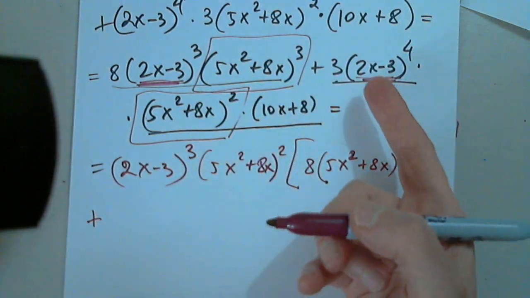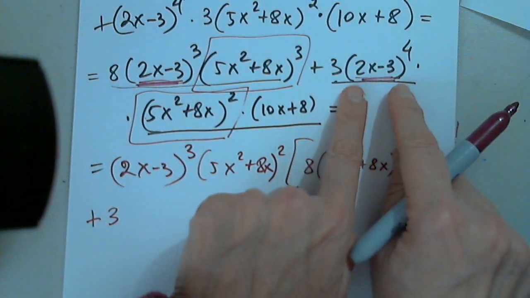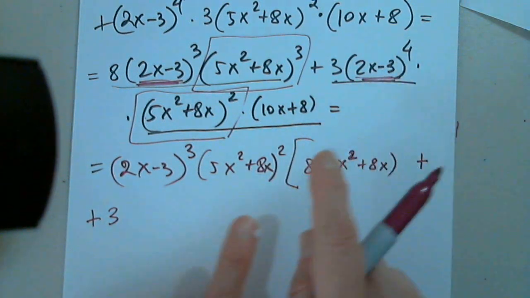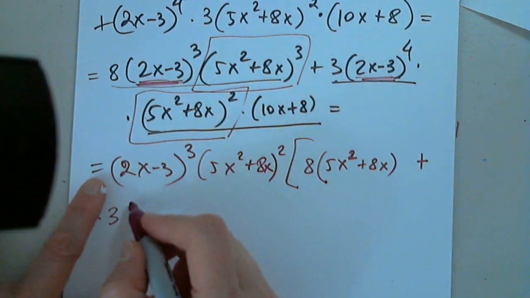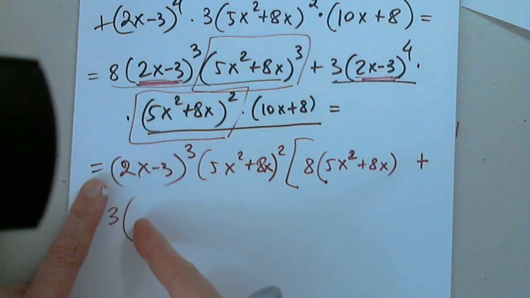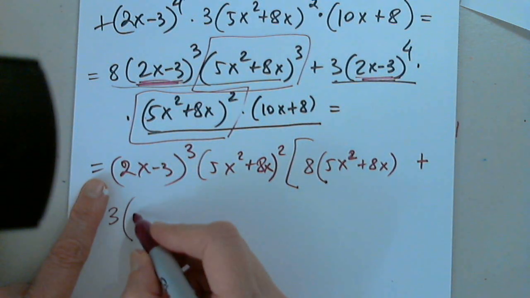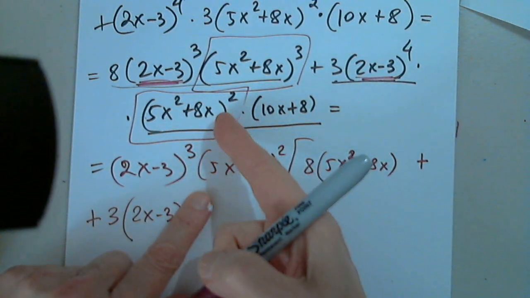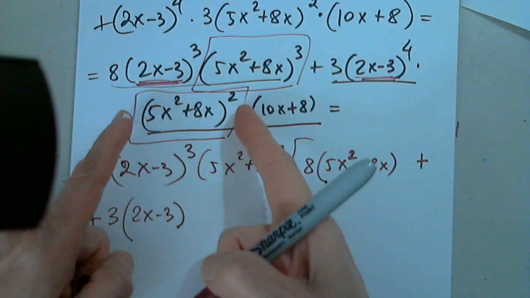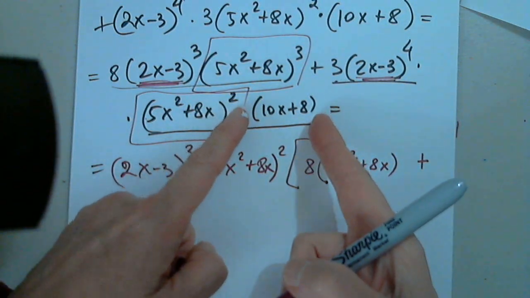Plus. 3 is out. Stays in. From 2x minus 3 to the fourth power, I took out 2x minus 3 to the third power. So how many are still left in? 1. Yes, a 2x minus 3. Good. Now these are gone because I took them out completely. But then I still have 10x plus 8.